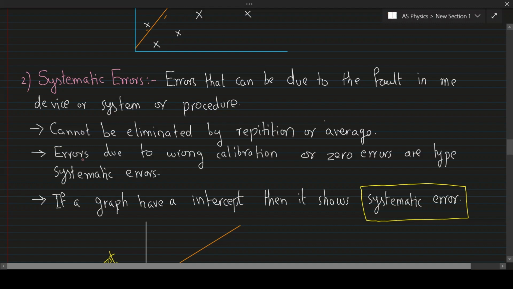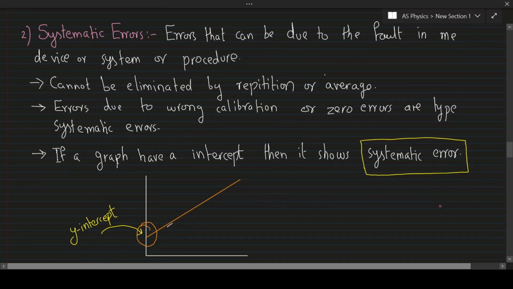Similarly, the second point is errors due to wrong calibration or zero errors. Same thing: you are using the device wrongly, that means wrong calibration or zero error in a vernier caliper or micrometer leads to systematic error. If a graph has an intercept, then it shows systematic error.